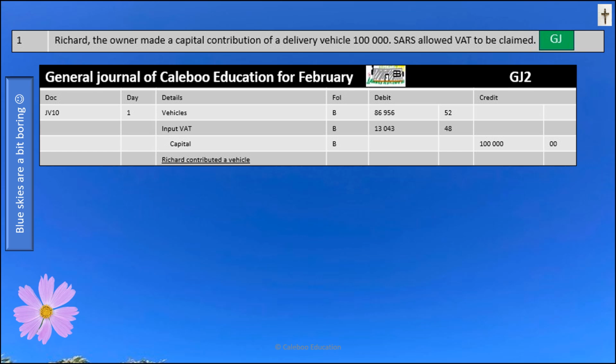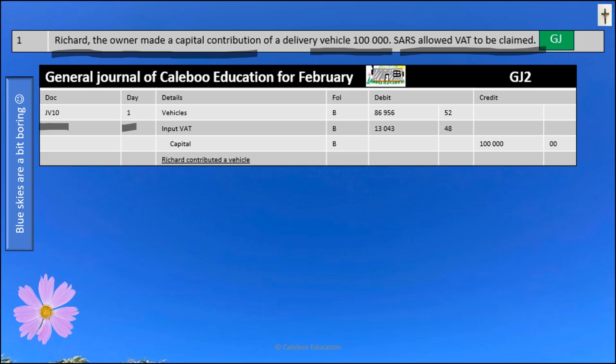Transaction number 1. We have Richard contributing a vehicle. The vehicle is 100,000, the value, and the revenue services has allowed VAT to be claimed on this transaction. So in the general journal, we'll start off with the document number, journal voucher 10. This transaction took place on the 1st.